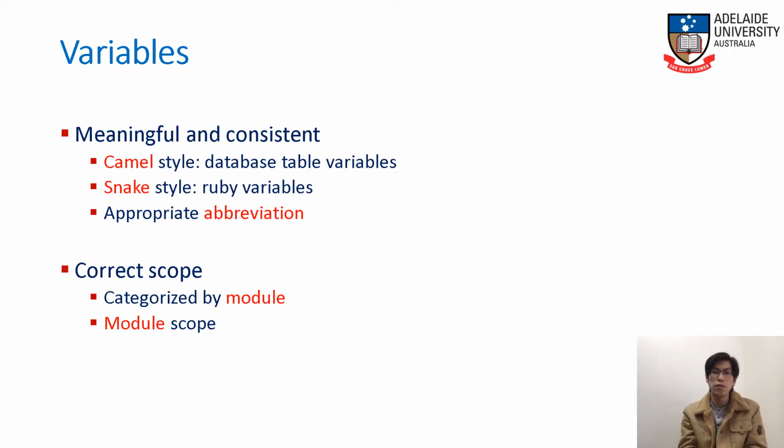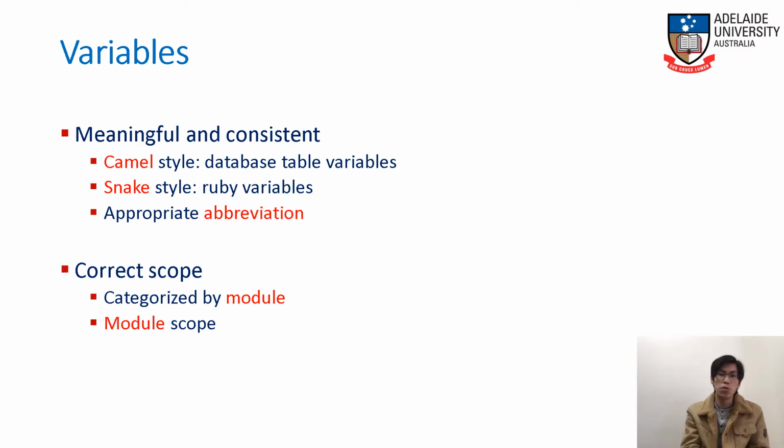We use a meaningful and consistent way to name our variables. The camel style is used in database table variables, and the snake style is used in Ruby variables. We also use appropriate abbreviation.